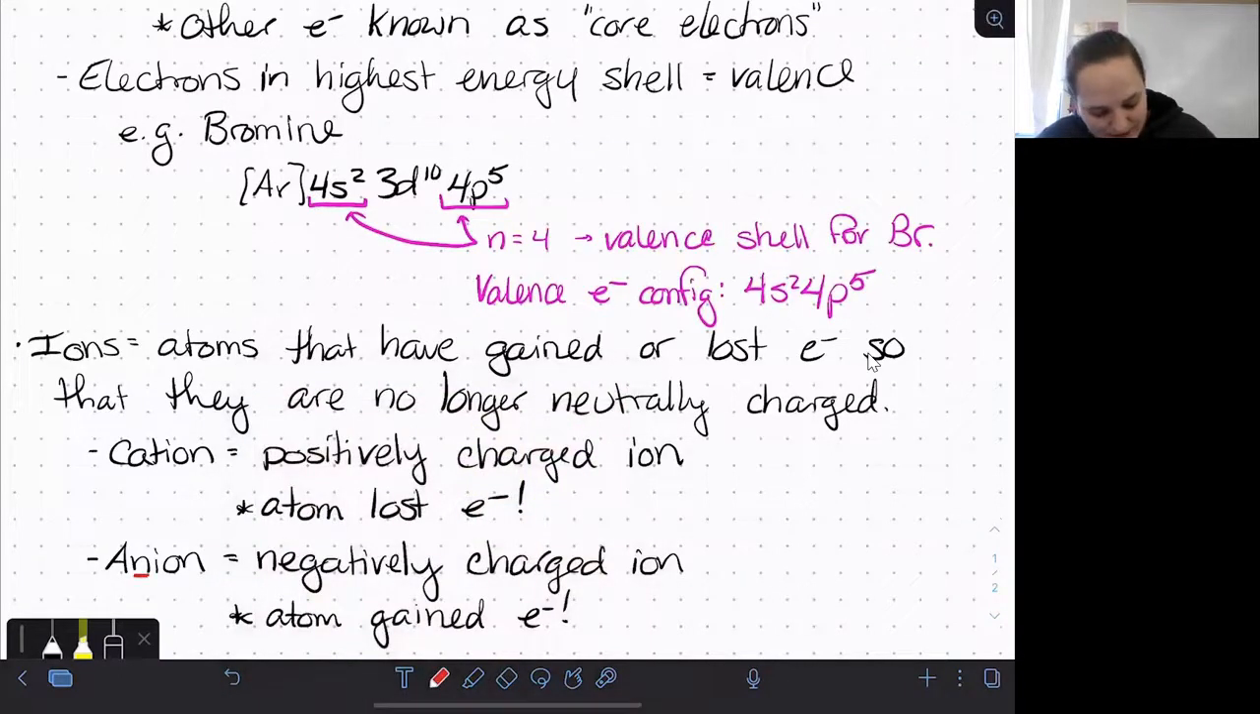So anion, the N for negative in there, those go together, can help you remember it. And for cations, I was taught to remember when I was in high school, the cat has paws. The cations are positively charged. So those can hopefully help you remember which one is which.